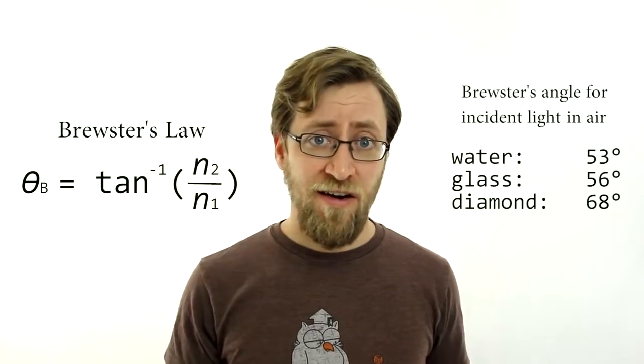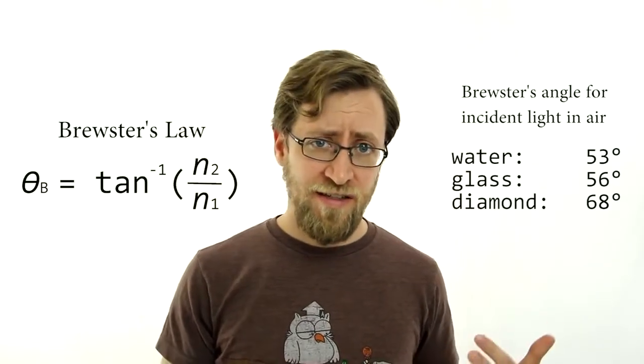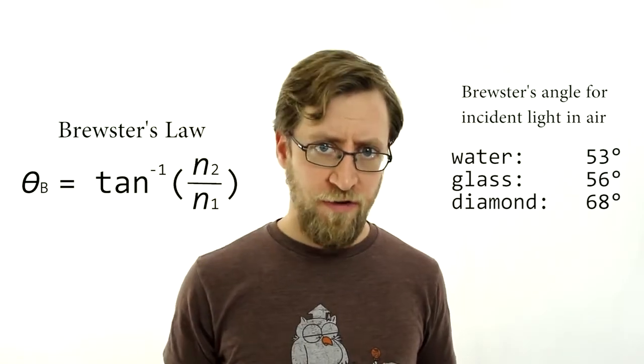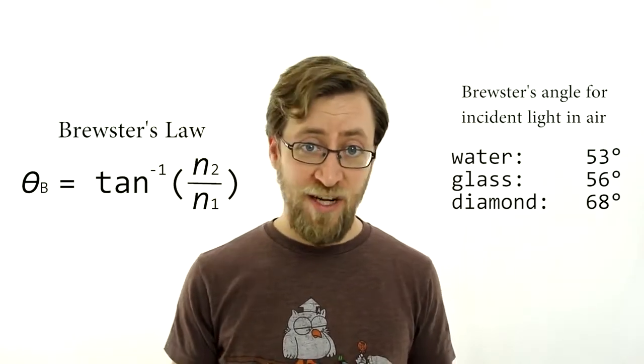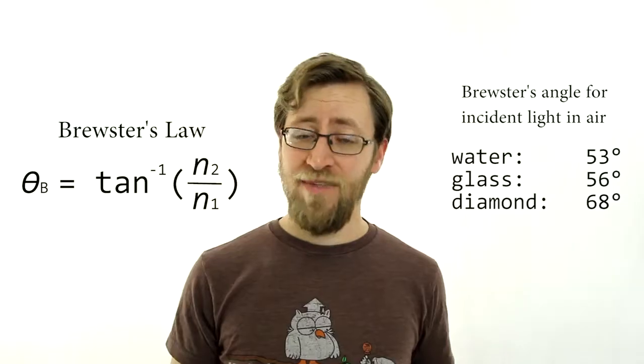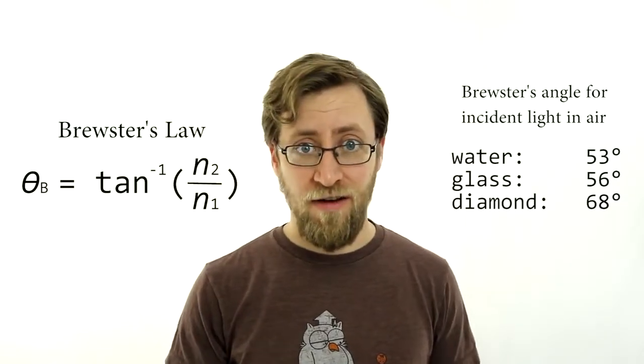So what is Brewster's angle? Well, we can find it using Brewster's law. It's the arctangent of the second refractive index over the first refractive index. Does this ratio look familiar? Yep, it's the same one from Snell's law. Metallic reflections don't do this. That's because conductive materials don't refract electromagnetic waves, they just reflect them.